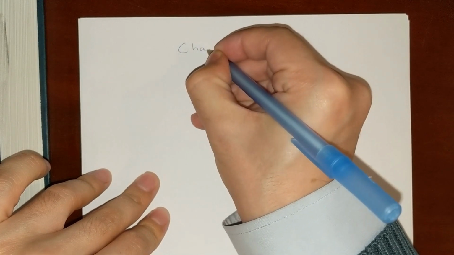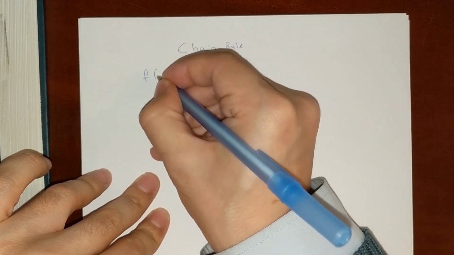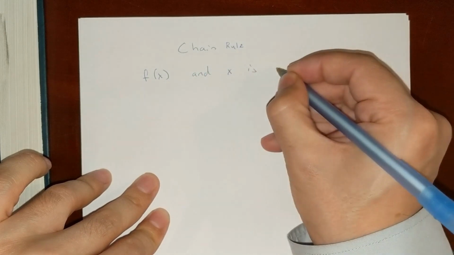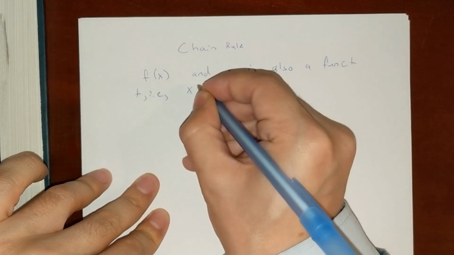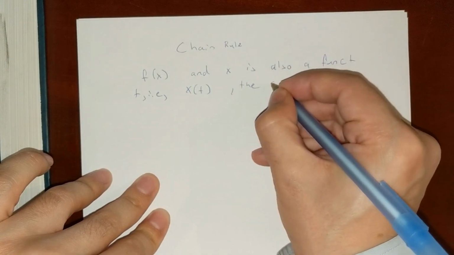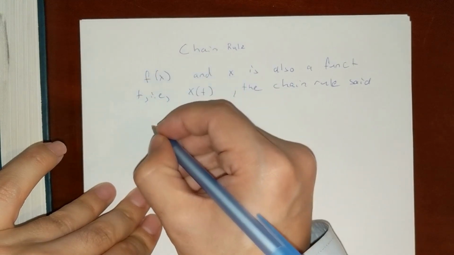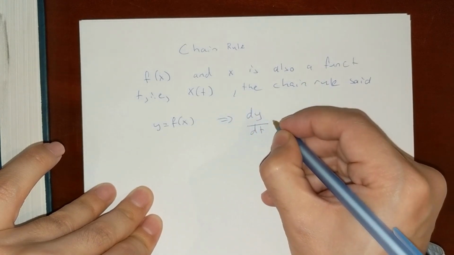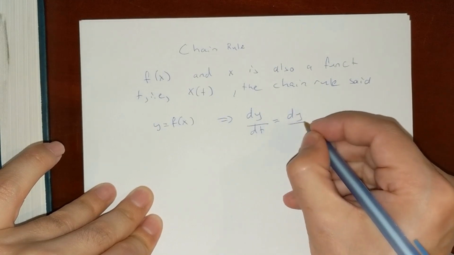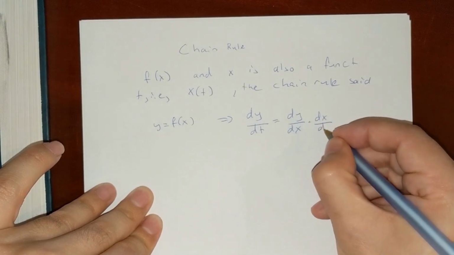Hello, today we're going to do the multivariable version of the chain rule. If we remember the chain rule from last semester, if we have a function f of x, and x is also a function of t, i.e. we have x as a function of t, the chain rule says if we want to take the derivative of y equals f of x, and we want the derivative of y in terms of t, what we had to do was take the derivative of y in terms of x, and then multiply it by the derivative of x in terms of t.